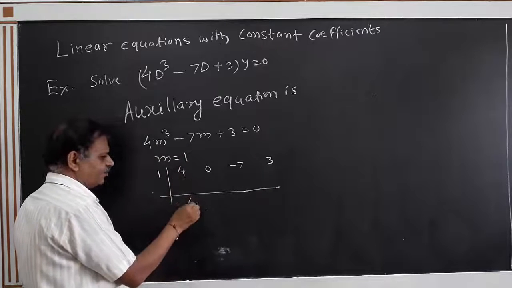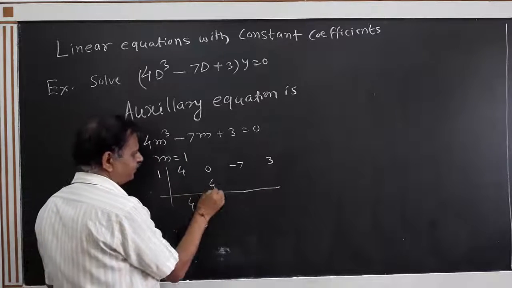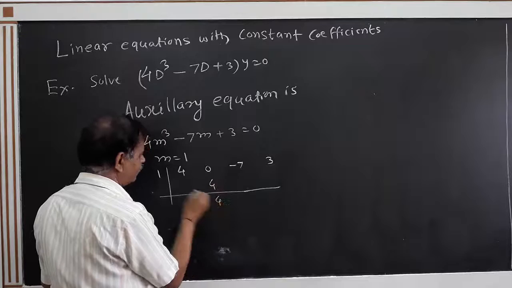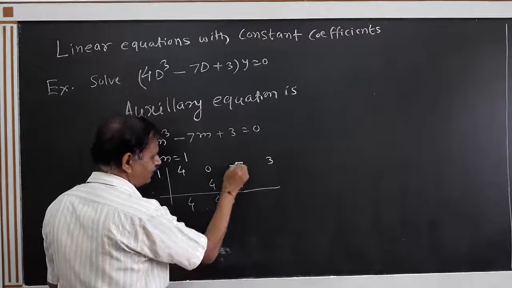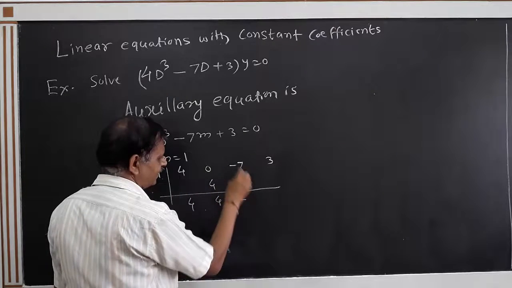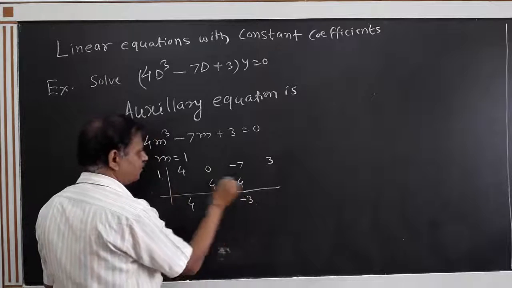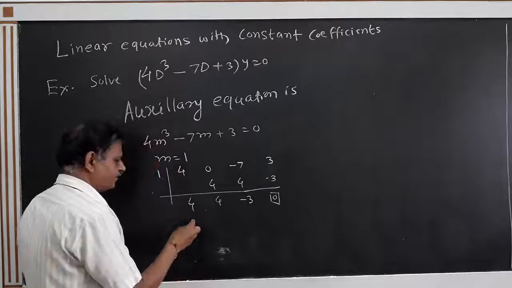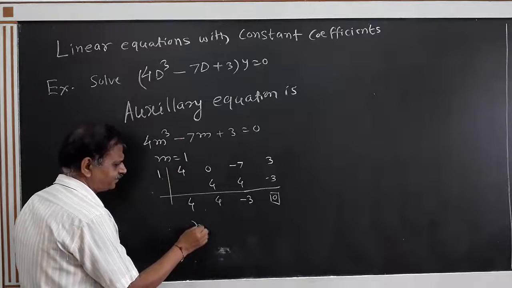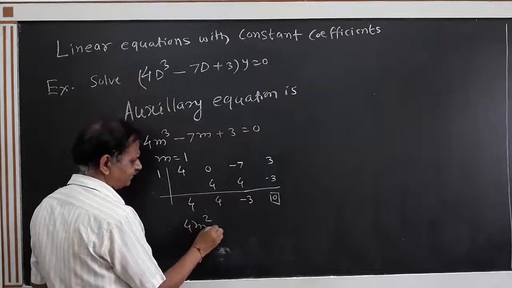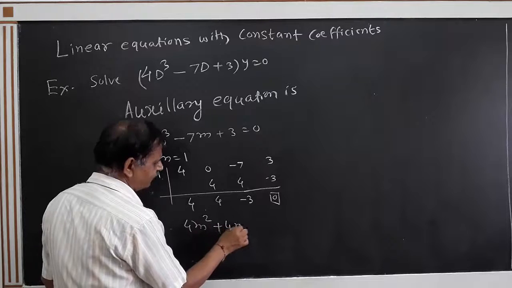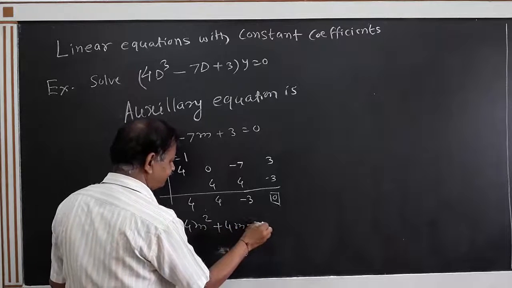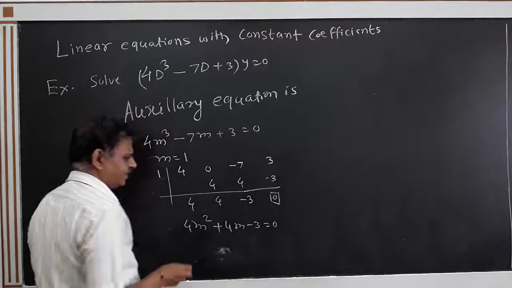I shall carry this 4 as it is. 4 into 1 is 4. 4 plus 0 is 4. 4 into 1 is again 4. 4 and minus 7 is minus 3. Minus 3 into 1 is minus 3. Minus 3 and 3 is 0. Therefore, the second polynomial is 4m square plus 4m minus 3 equal to 0. This is the second quadratic equation.